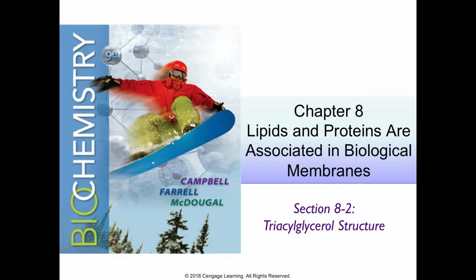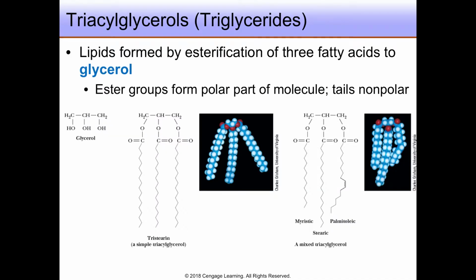In our previous lesson, we looked at the structure of fatty acids and referred briefly to their efficiency in terms of energy storage. Now we want to look at the class of lipids that represent the actual storage form of fatty acids. Triacylglycerols, or triglycerides, are formed by esterifying three fatty acid chains to the glycerol backbone.